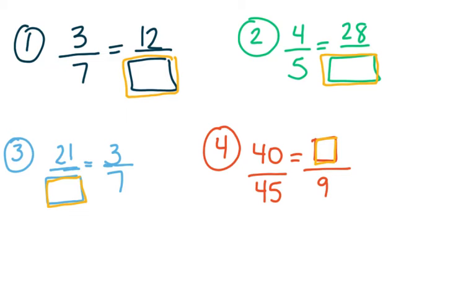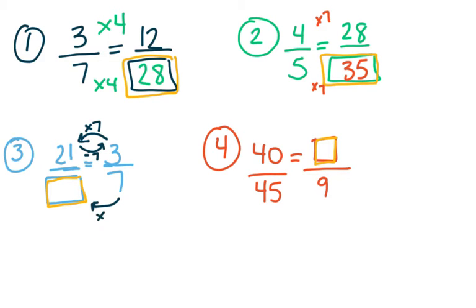For number 1, we multiply by 4 on the top, so I multiply by 4 on the bottom. 3/7 is the same as 12/28. They're equivalent. Multiplied by 7 on the top, so I multiply by 7 on the bottom. 4/5 is equivalent to 28/35. The next one, I can say I multiplied by 7 this way, or I say I divided by 7. So if we multiply by 7 going to the left, that's what we do here, 49. So 21/49 is equivalent to 3/7.